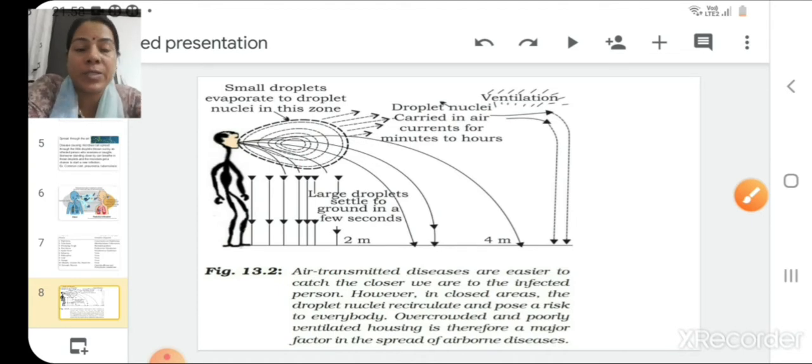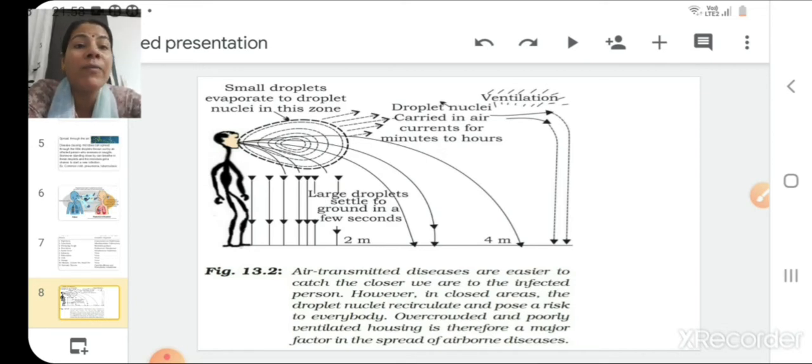So here let us go through the explanation of this diagram. Air transmitted diseases are easier to catch the closer we are to the infected person. However, in close areas, the droplet nuclei recirculate and pose a risk to everybody.